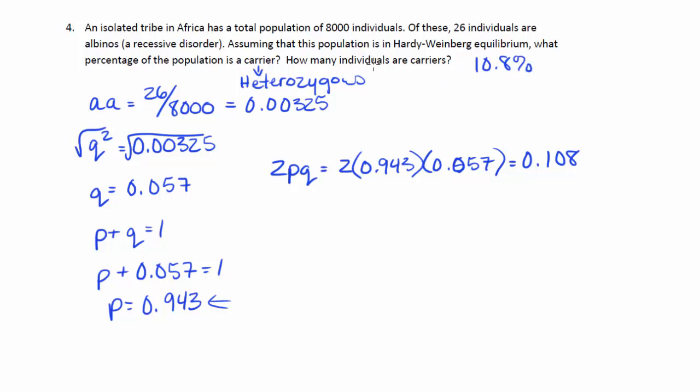If we want to know how many actual individuals of our 8,000 are carriers, we take the 8,000 and multiply it by the 10.8%. If you're punching this into the calculator, it's easier to use the decimal version. So I'm just going to go 8,000 times 0.108, and we end up with 864 individuals that would actually be carriers for albinism.